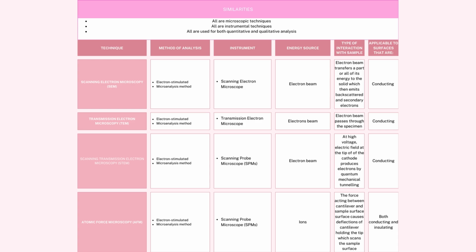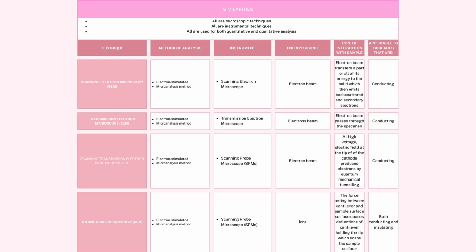Then for the type of interaction with samples, in scanning electron microscopy, the electron beam transfers part or all of its energy to the solid, which then emits backscattered and secondary electrons. And for transmission electron microscopy, the electron beam passes through the specimen.